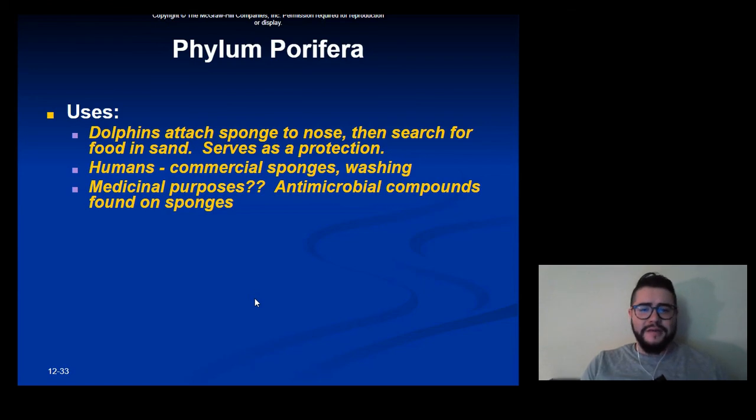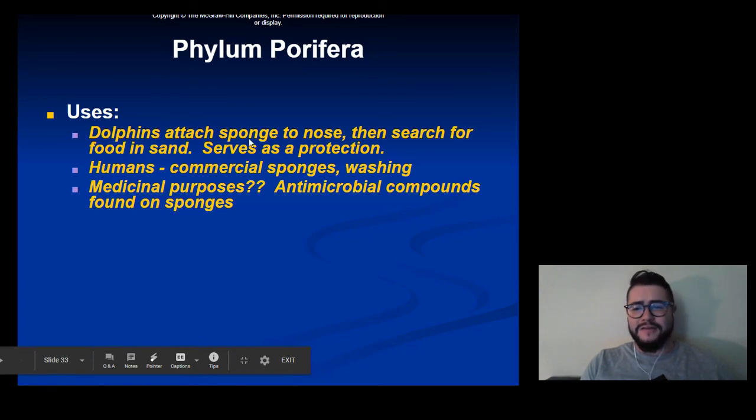Last little bit. There are actually a lot of uses for sponges in the animal kingdom. One that I find funny is that dolphins will attach a sponge to their noses, and then search for food in the sand. They'll break off pieces of the sponge, attach it to their nose, and then they can dig through the sand without injuring their nose.